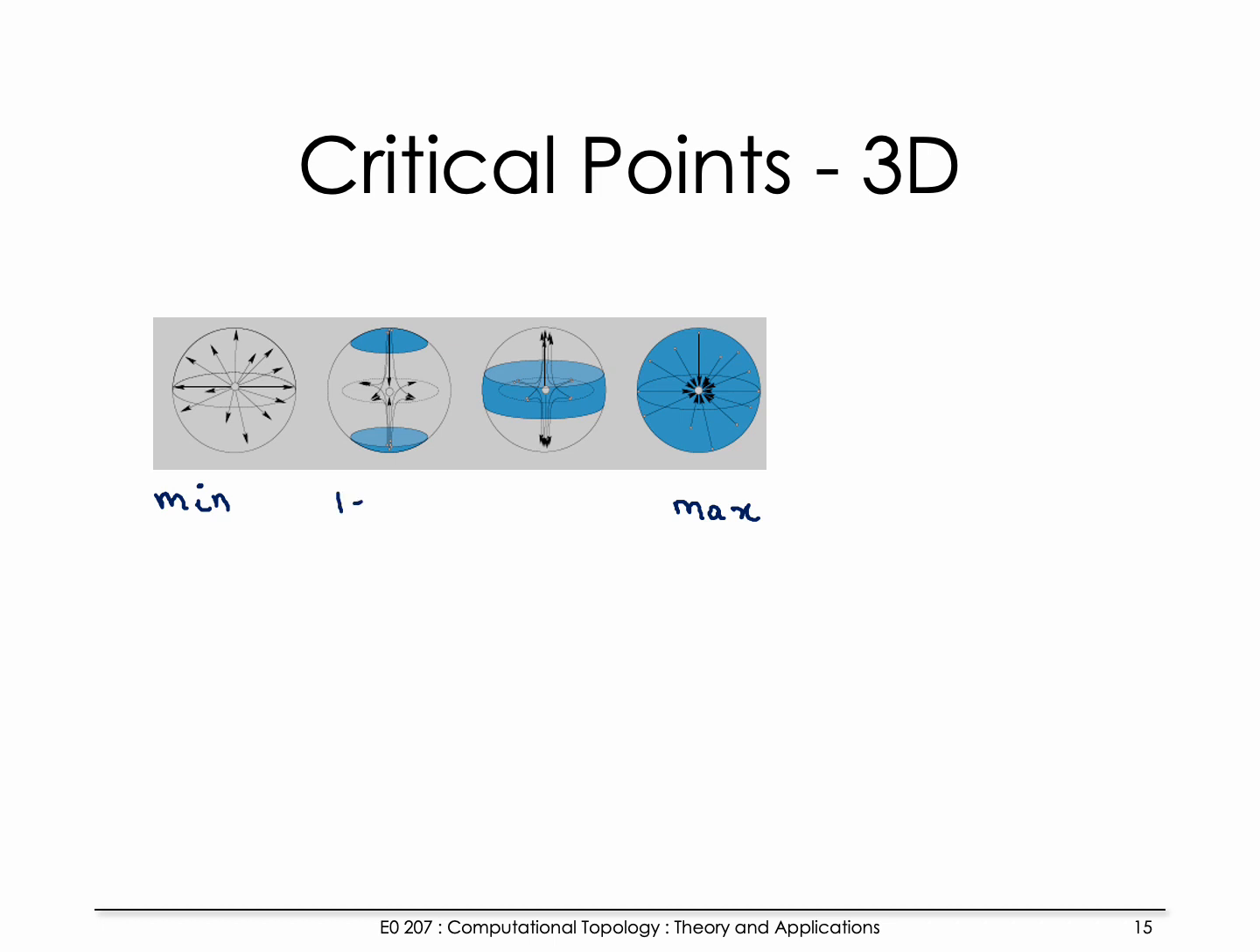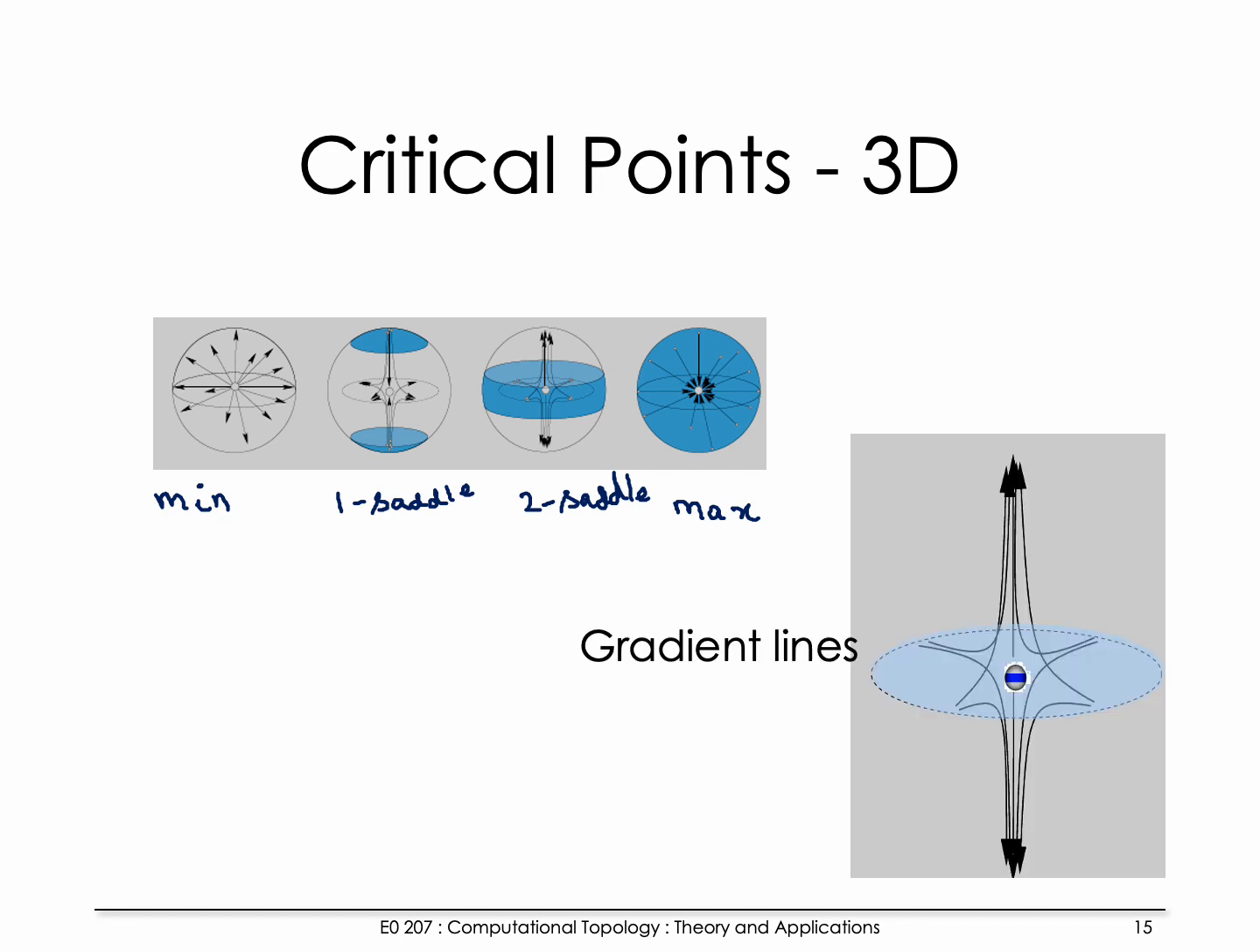So this is a one saddle. And a two saddle, where the gradient lines flow out in one direction. There is a zoomed in version. The gradient lines flow out in one direction, the vertical direction, and they flow in two directions, the x and y directions.